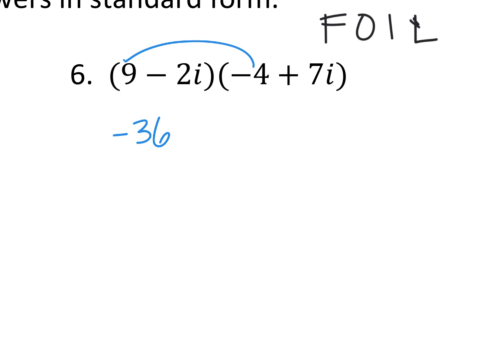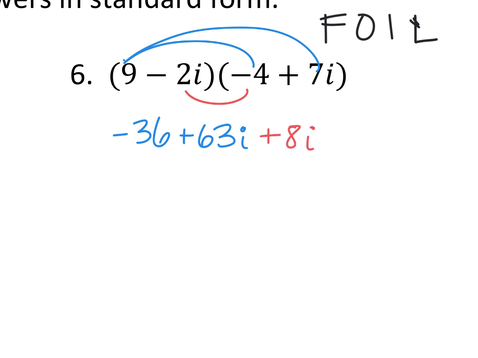And you have to distribute the 9 again. So the outer term, so 9 to the other one. 9 times 7i is 63i. So we've distributed the 9 to both terms in the other parentheses. You're just doing distribution twice. And now distribute your negative 2i. So this is my inner terms. Negative 2i times negative 4 is positive 8i. And then last. So negative 2i has to be distributed to the other one as well, which is negative 14i squared.